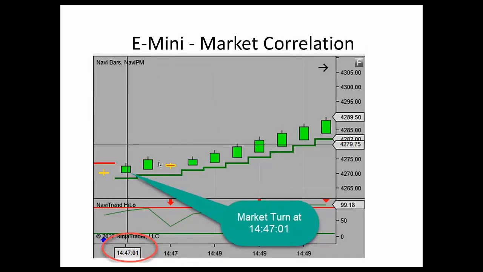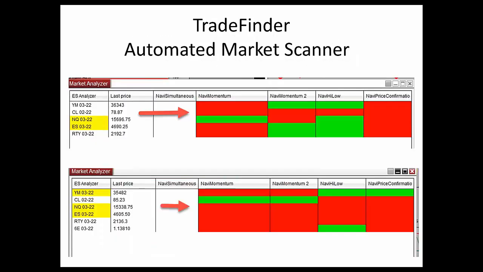All right, so like I said, you want to look for correlations in these markets. Another tool that we provided, we call the Trade Finder. The Trade Finder is really a market scanner. It will scan for trade setups. And what we want to look for is all these columns to match in color.